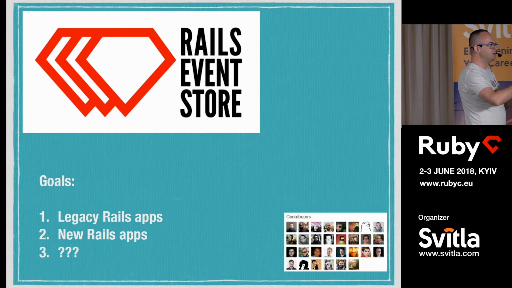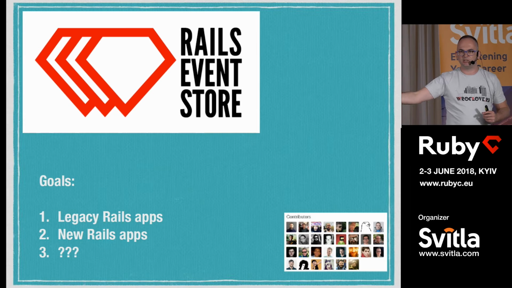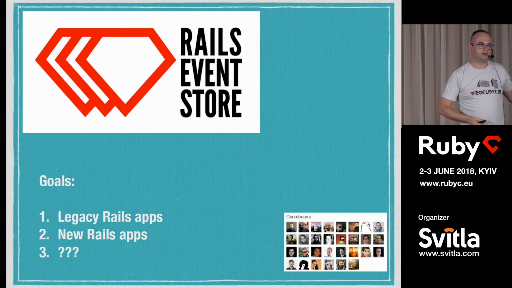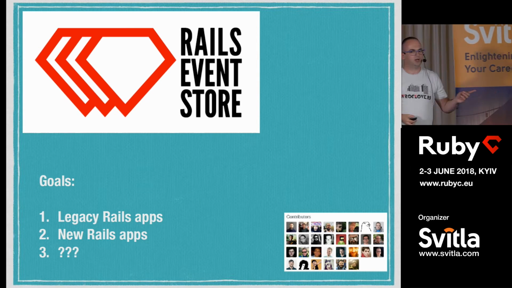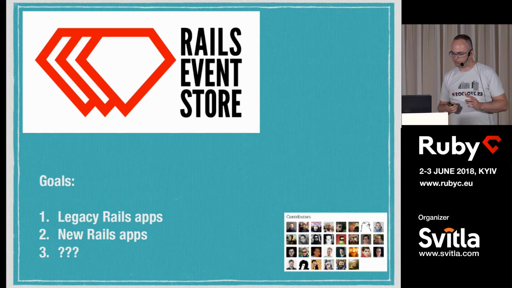Start publishing events and use read models, one box of data, try to encapsulate it with one database table, for example, and just react to it. That's a good starting point. So that was the first goal, and I think we have achieved that goal. Rails Event Store is, I don't know, 3 years old. I don't know exactly.